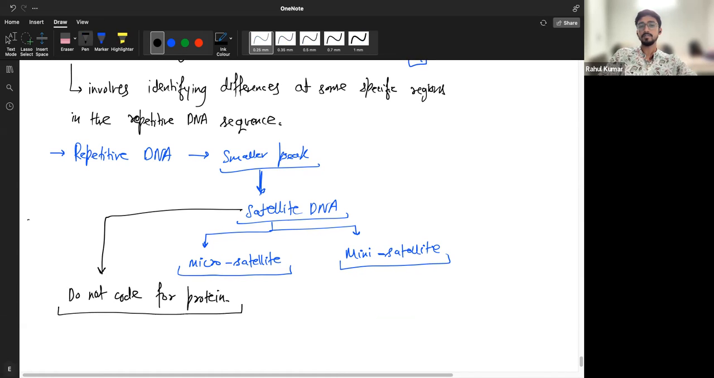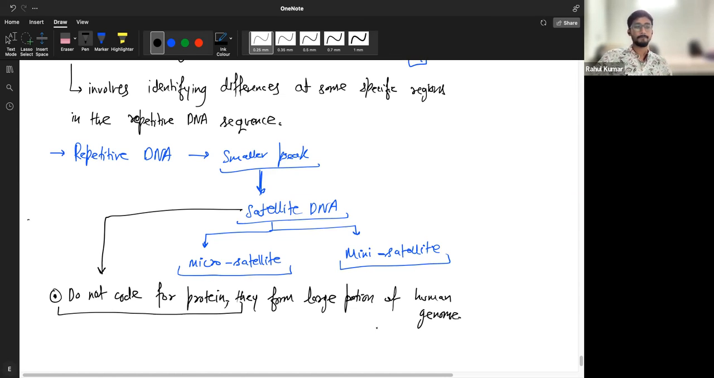Okay, so write down, it does not code for any protein, but they form a large portion of the human genome. Now, if there is a polymorphism, and yes, these regions are the hotspots for polymorphism.